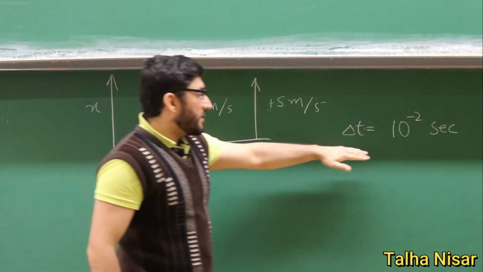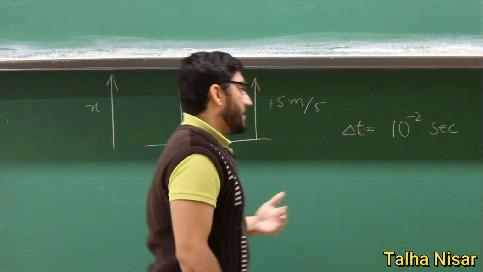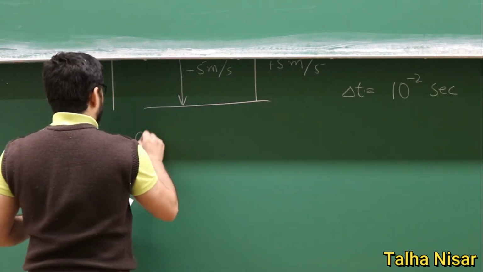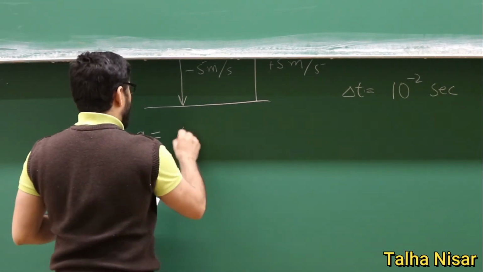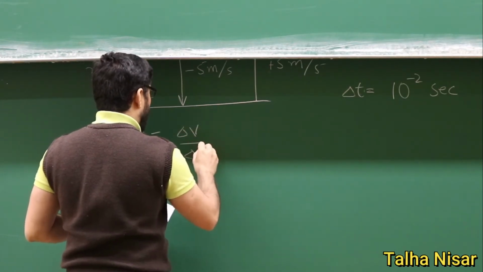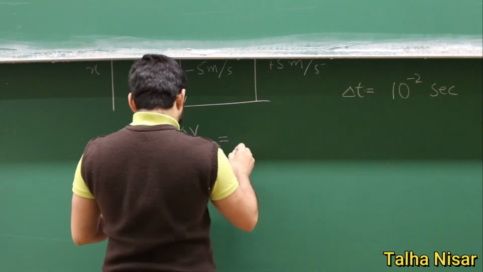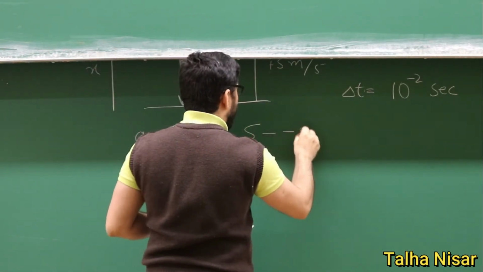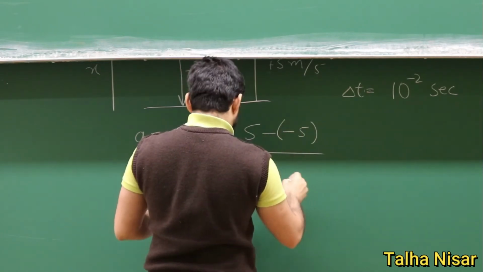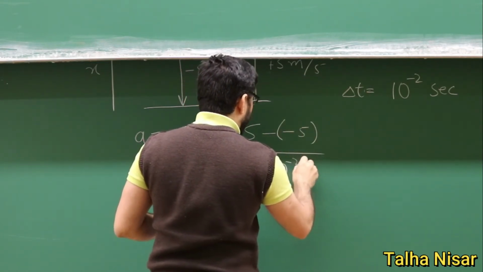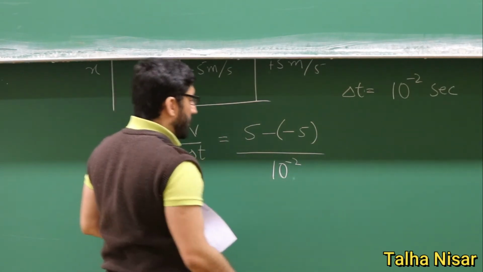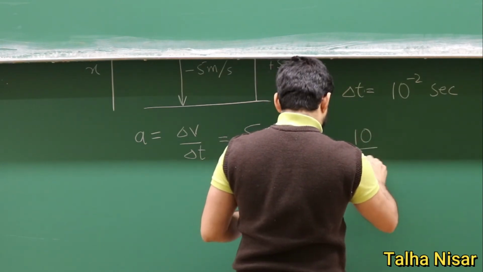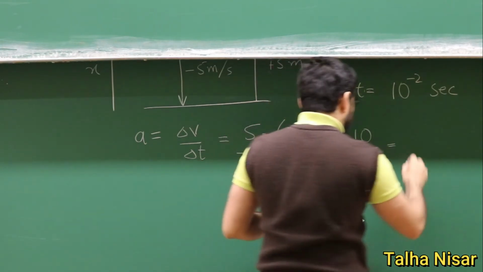So this time is a 100th of a second. The acceleration is the change in velocity divided by the change in time. In this case, we have the final velocity, plus 5, minus minus 5, divided by 10 raised to the power minus 2. This impact time is extremely short. So we will have 10 divided by 10 raised to the power minus 2. So we will get 1000.